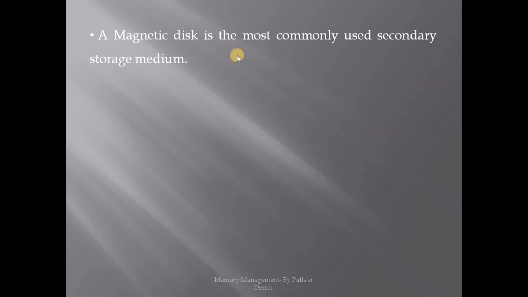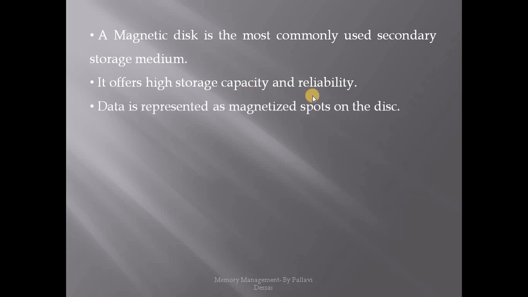A magnetic disk is the most commonly used secondary storage medium. So our hard disk is the secondary storage medium. It offers high storage capacity and reliability. So the hard disk has high storage capacity, and it is also reliable.